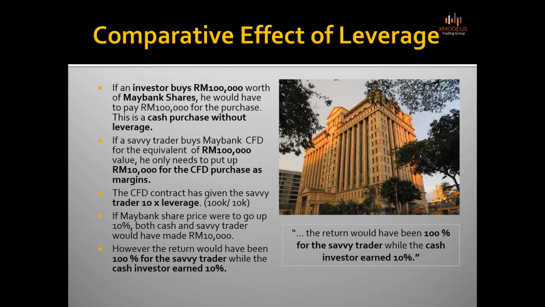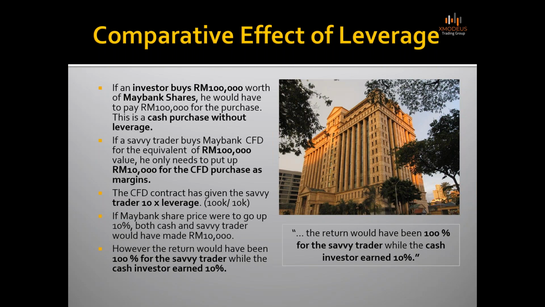This is a comparative effect between a pure cash buyer. Let's say, for example, you buy 100,000 worth of Maybank shares, right? Normally, after the settlement period, you have to pay up your cash purchase of 100,000. So if you are a cash buyer of Maybank shares, you buy 100,000 worth of Maybank shares, then during the settlement period, you would have to pay 100%, which is 100,000 for your share purchase.